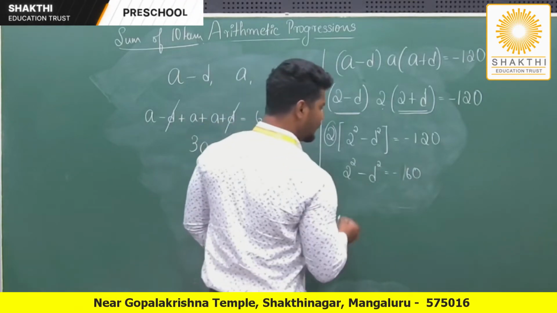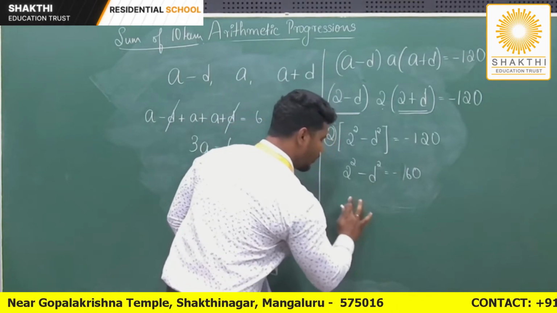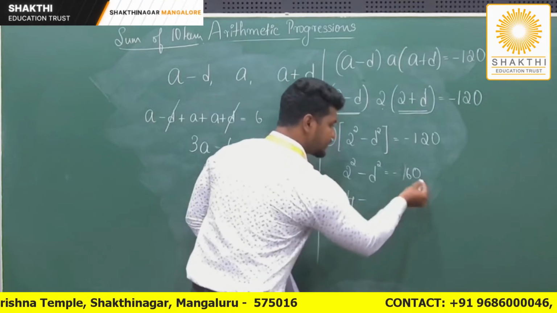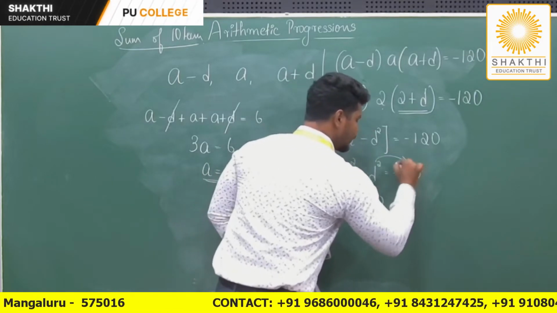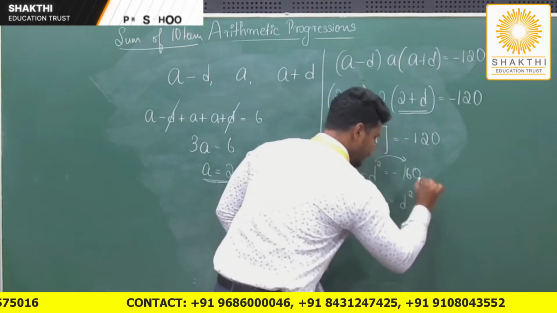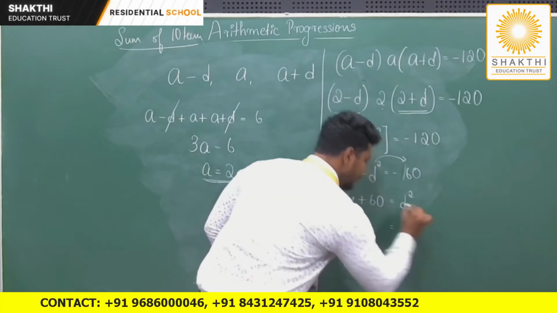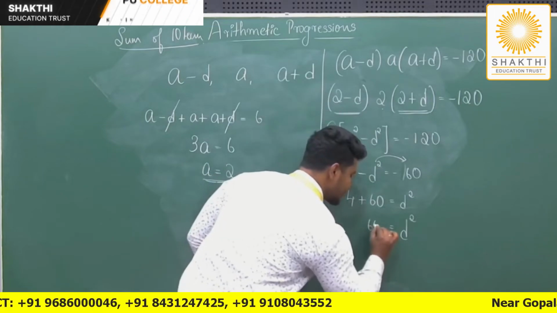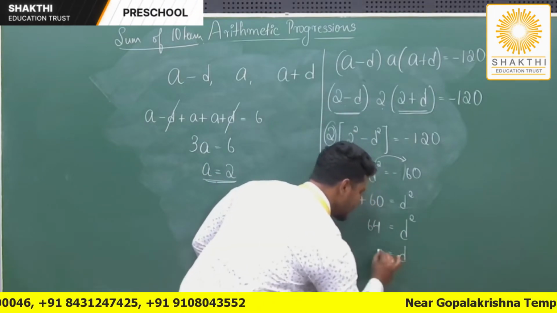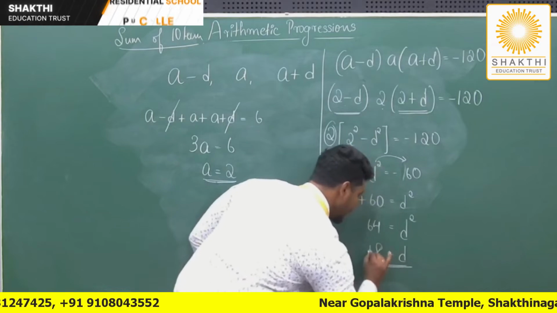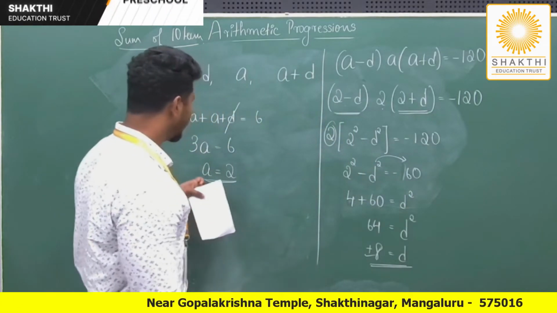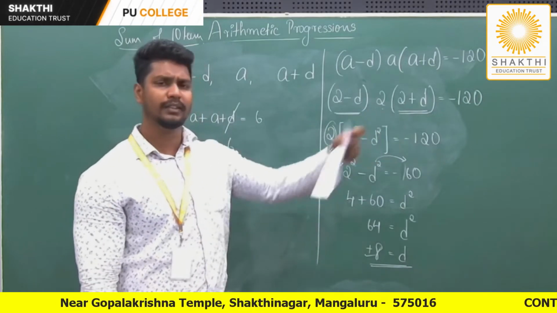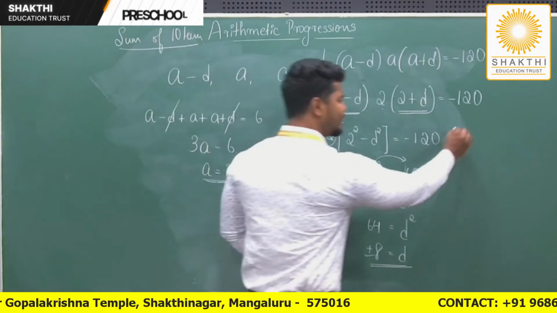So, from here, we have 2 square, that is 4, minus d square equal to -60, so d square is equal to 60 plus 4, which is 64. Hence the value of d is equal to root of 64, that is plus or minus 8. Now we have both values of a and d. Now we have to find the numbers. How are we finding the numbers? The numbers are easy to write.